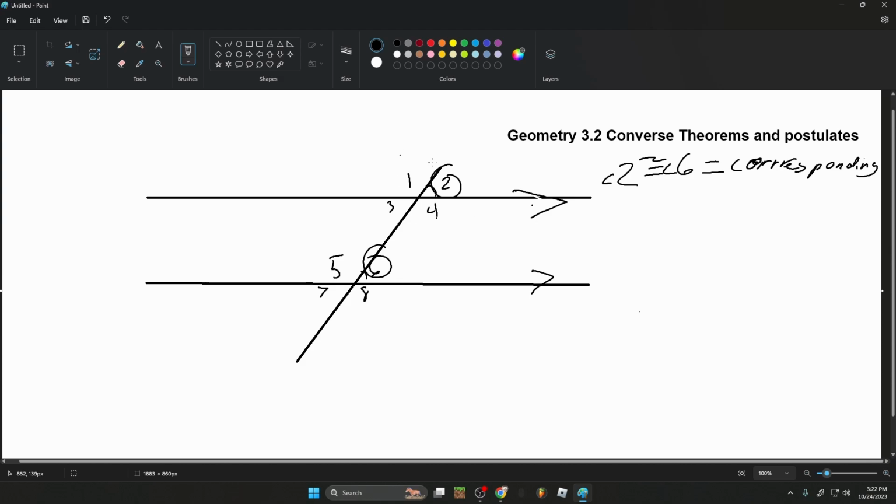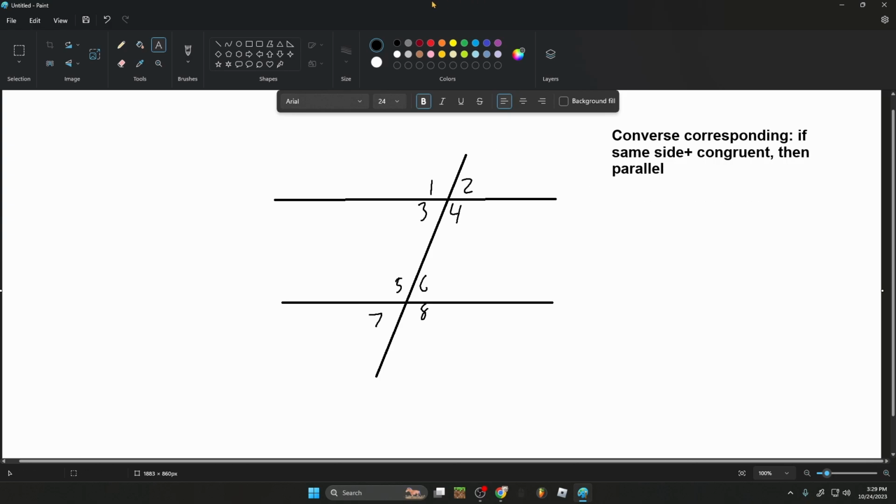This is the same for 1 and 5, and, in another color, 3 and 7, and angle 4 and 8. If these are corresponding, they're the same angle, same corner, same side, they're corresponding. They're congruent, they're corresponding angles. That's the converse corresponding angles theorem.